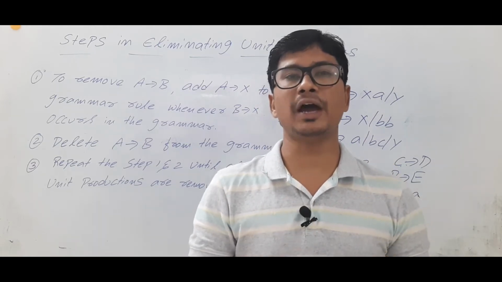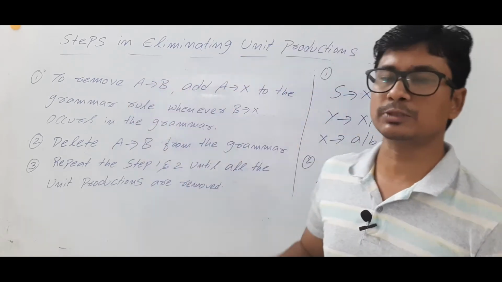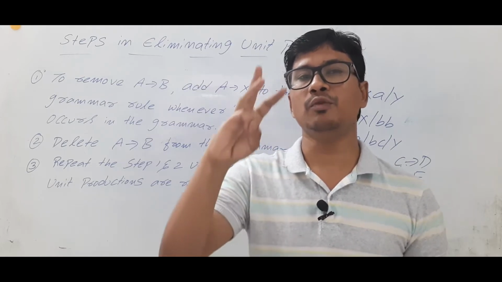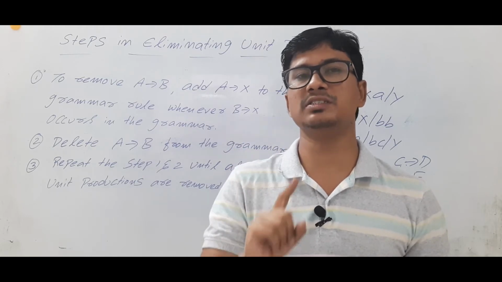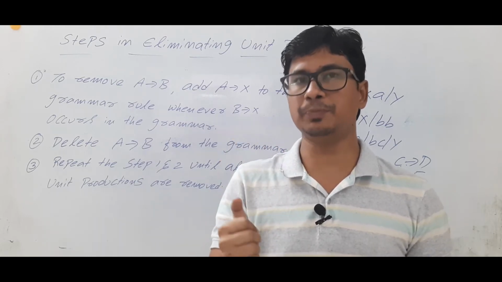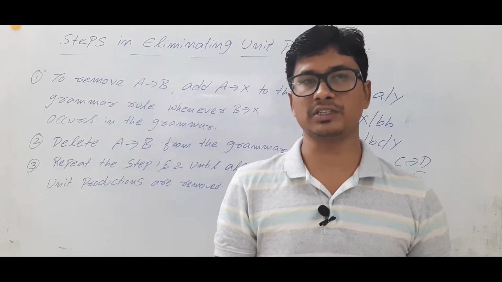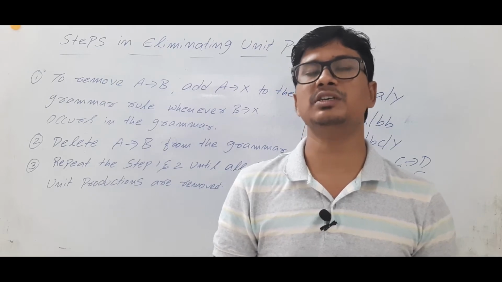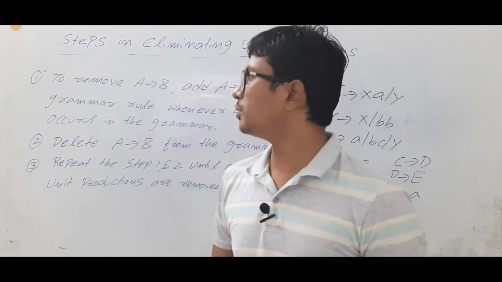In this video, I am discussing the steps in eliminating the unit productions, because when we are simplifying a context free grammar, we have to eliminate three things. One is the epsilon productions, then the unit productions, and then the useless productions. We have already discussed how to eliminate the epsilon productions. In this video, we will discuss how to eliminate the unit productions.